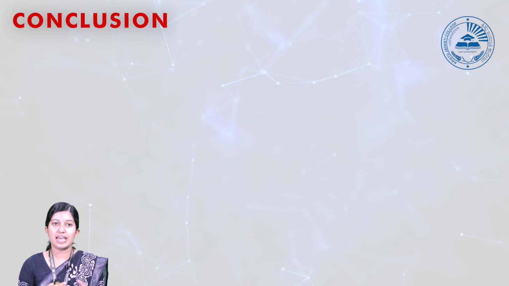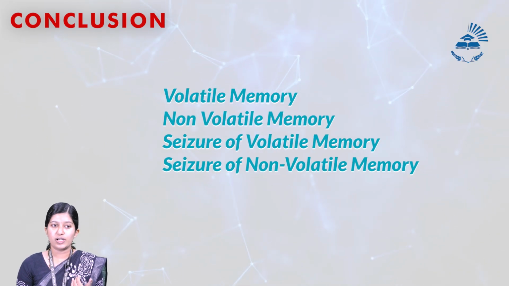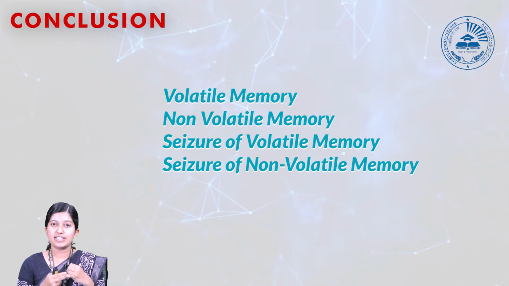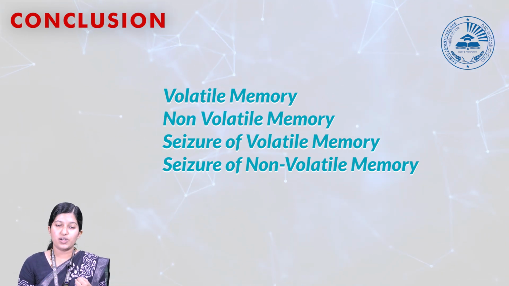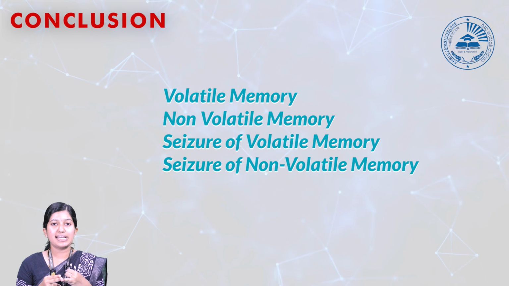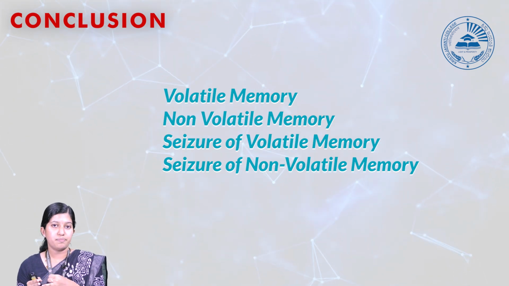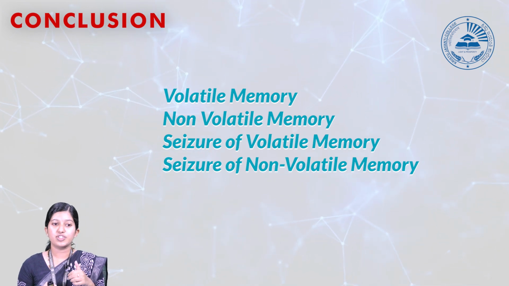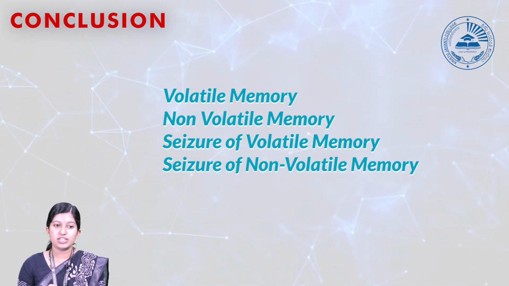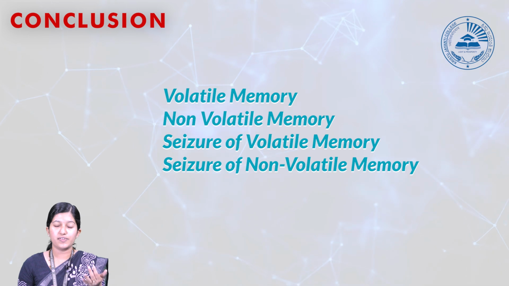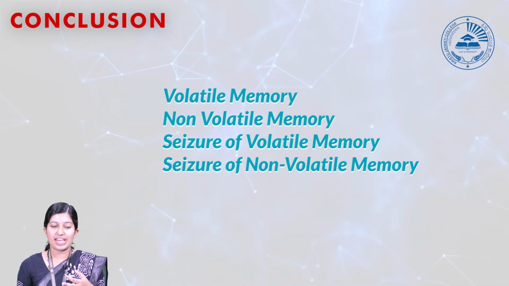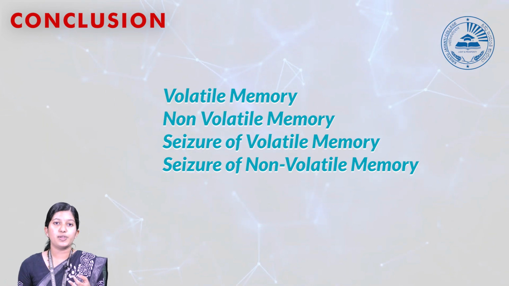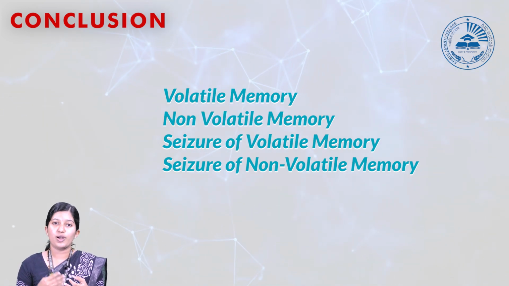Now we reach the conclusion. We are recapping what we have studied so far. First was volatile memory, which is memory space where data is stored only when the power is on, and non-volatile memory is where data is stored without any power. Then we studied the seizing of volatile memory as well as non-volatile memory. In seizing volatile memory, we identify it and capture the RAM, registry or cache. In non-volatile memory, we do forensic imaging and verify it using the hash value. I hope you all understand the topic.